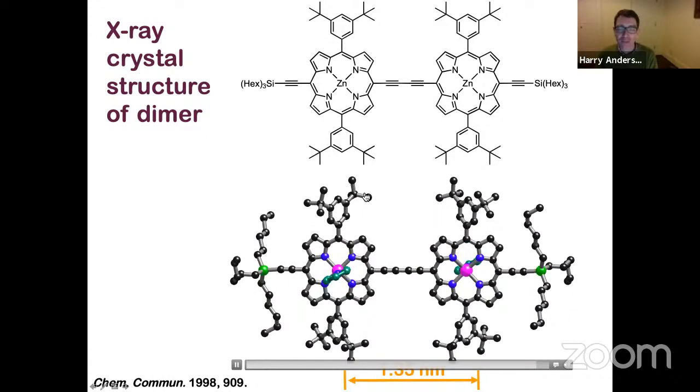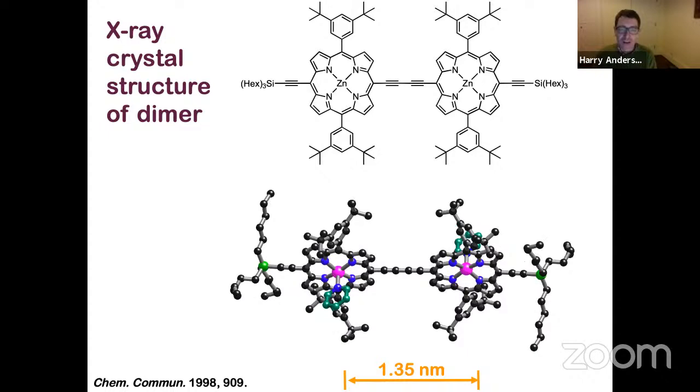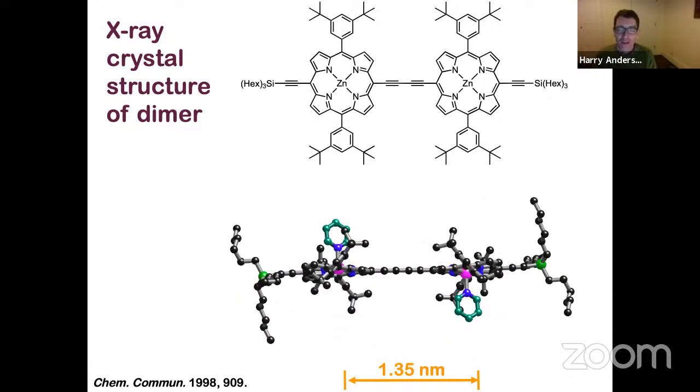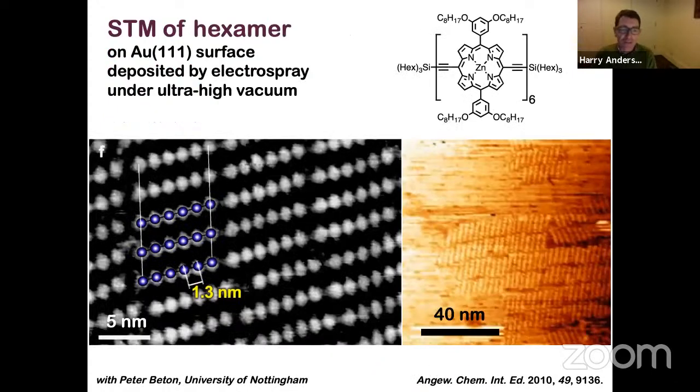So smaller oligomers we can often characterize by single crystal X-ray analysis, but larger molecules are difficult to crystallize, and we often characterize by scanning tunneling microscopy. So these are images of a linear hexamer deposited on a gold surface by electrospray under vacuum and imaged by collaborators in Peter Beton's group in Nottingham. So it's a linear porphyrin hexamer, and you can just see blobs for the individual porphyrin units. So you can't resolve the atoms, but you can resolve the porphyrins. And the distance between those blobs is just the same as it was between the zinc porphyrins in the dimer that I just showed you.